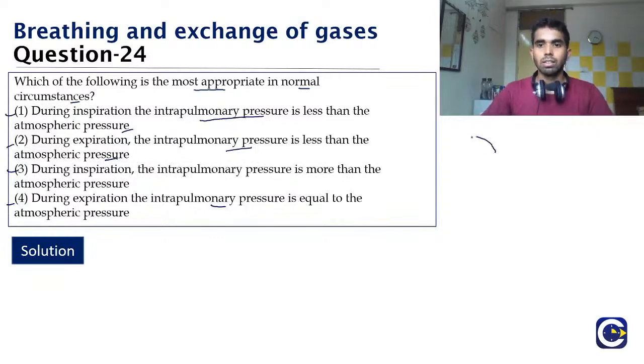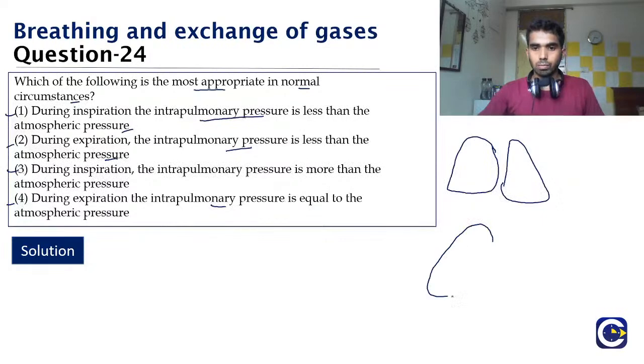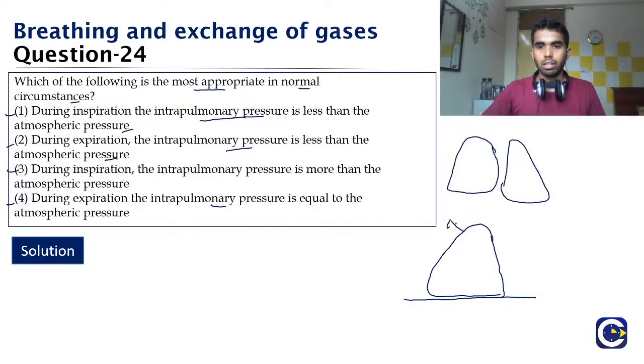See, these are our lungs. Now look at me. When we go for inspiration, the ribs are going upwards and outwards, and the diaphragm flattens. So it increases in volume because the diaphragm flattens and the ribs are going upwards and outwards. So what is happening to the volume?